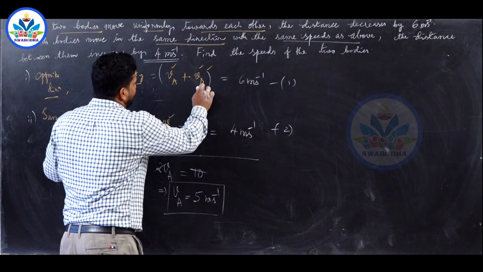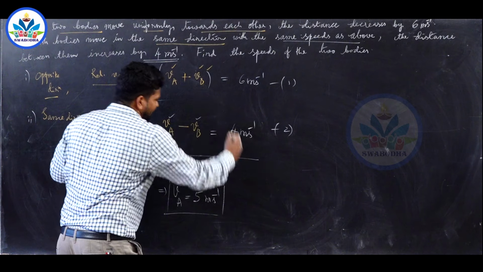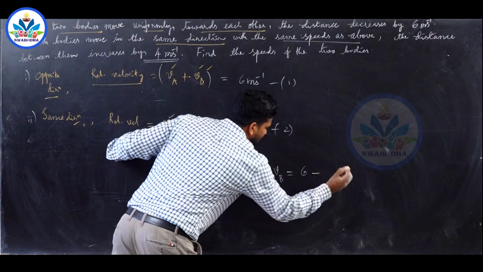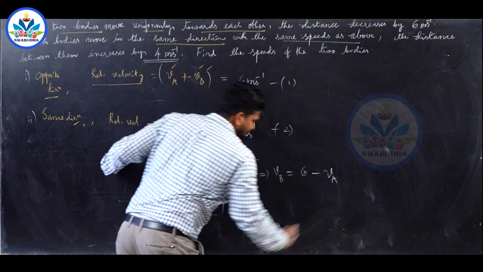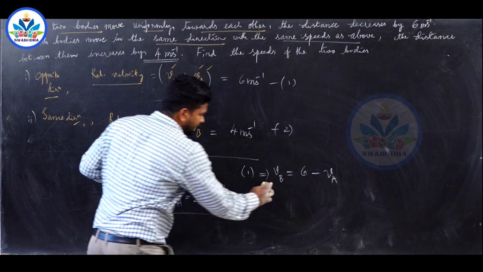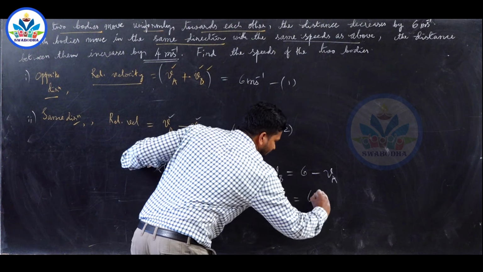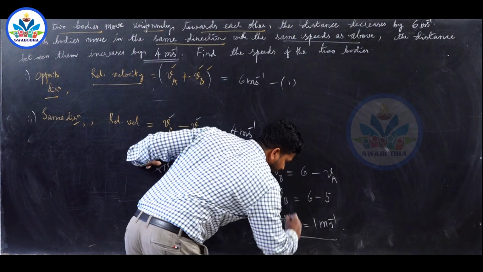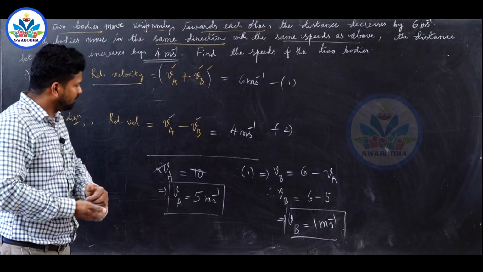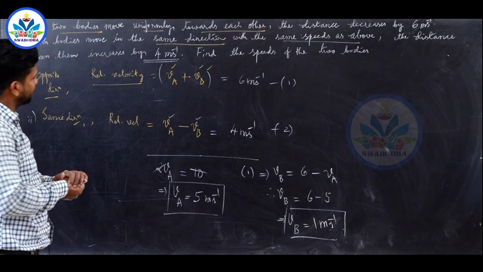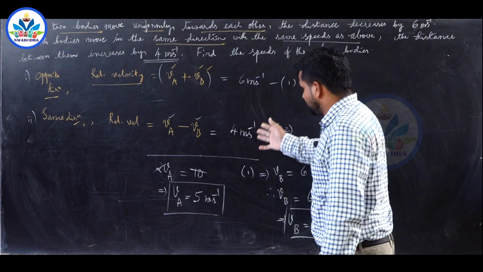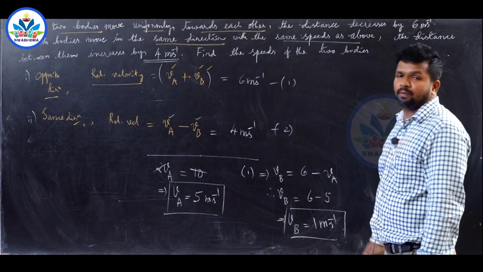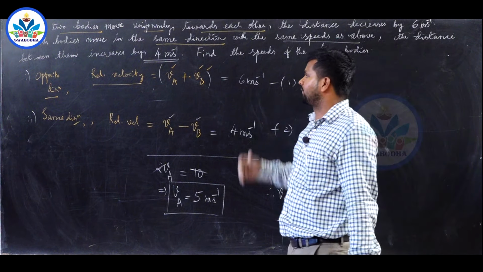And VA plus VB equals 6, or use any one equation. Equation 1 implies VB equals 6 minus VA. Correct? What is VA? VA is 5. Therefore VB equals 6 minus 5, so VB equals 1 meter per second. VA is 5 meter per second, VB is 1 meter per second. So this is how we can calculate the velocities of two objects A and B using the relative velocity idea.